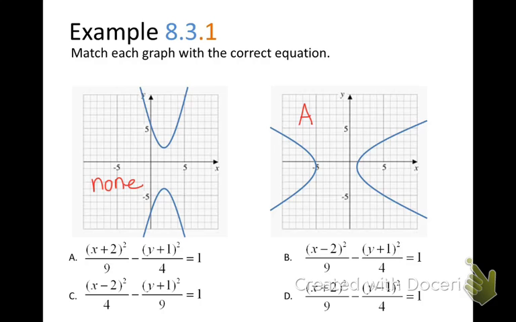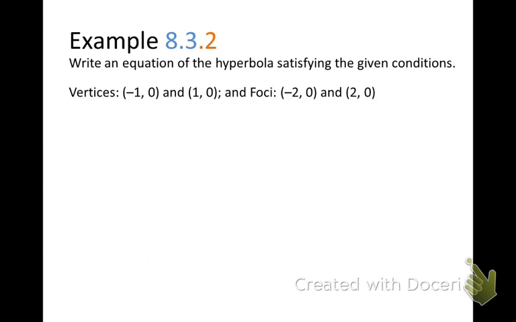Okay, so that's just kind of, again, your quick check of whether you understand what's going on, but let's actually start to apply it in the more difficult problems. So for this first example, we want to write an equation of a hyperbola satisfying the given conditions. So I want vertices at -1, 0, and 1, 0, and foci at -2, 0, 2, 0. So let's start drawing a sketch of this so we can take a look at what we've got. So I have vertices at 1, 0, and -1, and foci here and here.